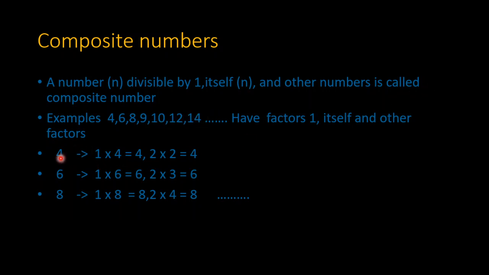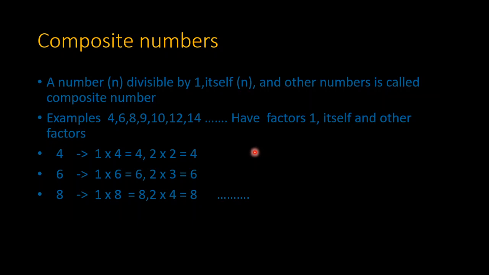So 4 is 1 into 4, and beyond that we also have 2 into 2 is 4. Likewise, 6 is 1 into 6, and also 2 into 3 is 6. For 8, 1 into 8 is 8, and also 2 into 4 is 8. So there are many factors other than the number and 1 itself. This is a composite number.